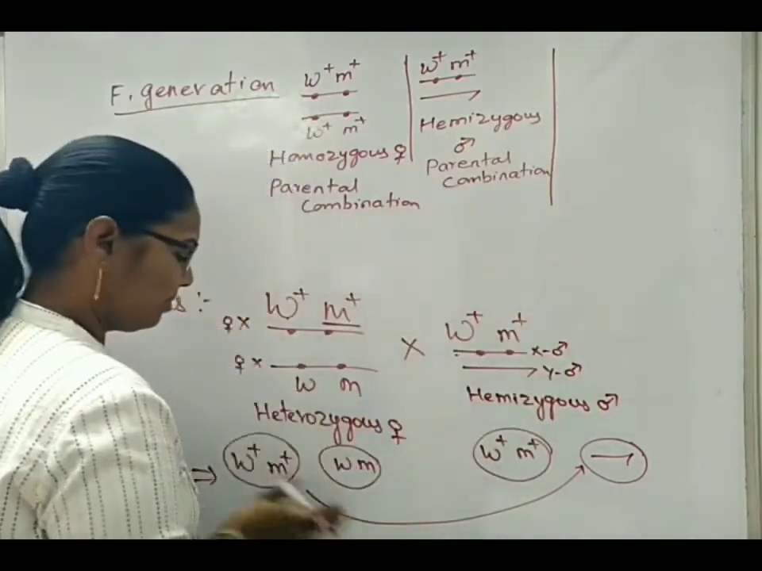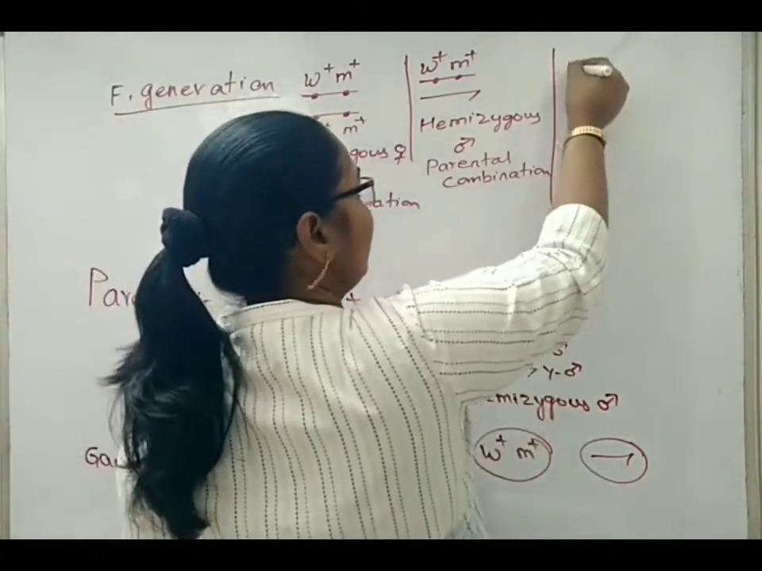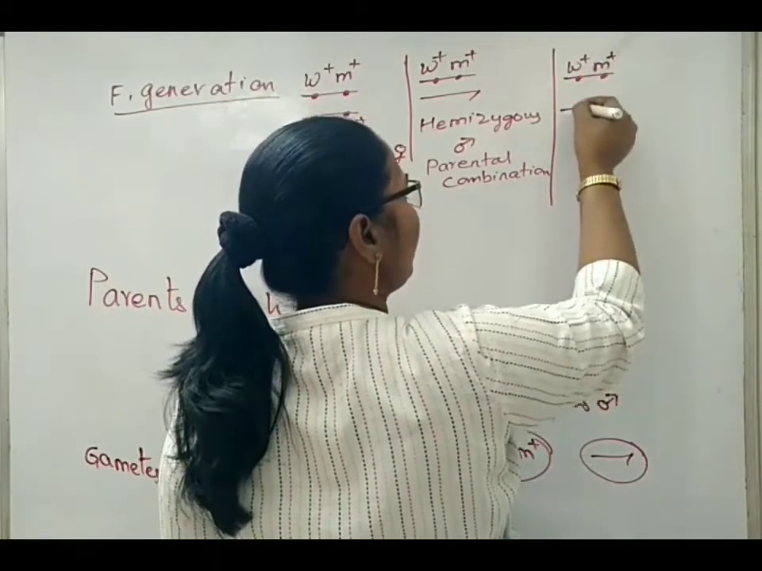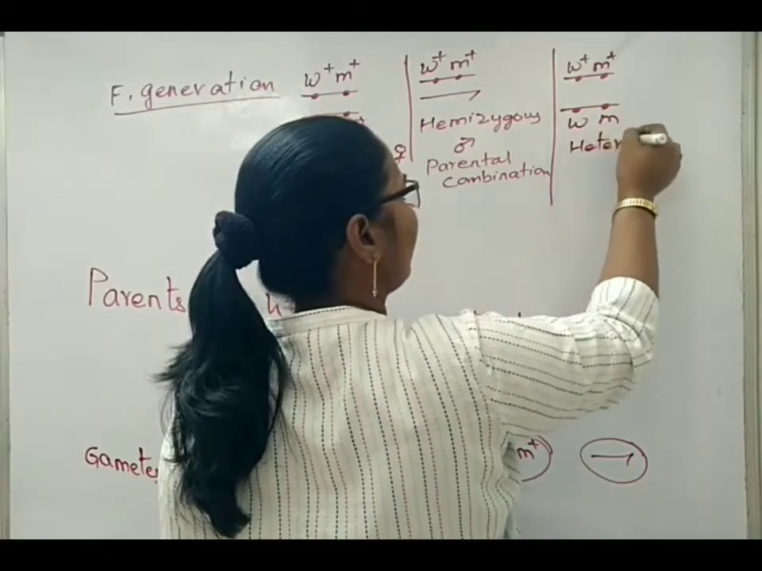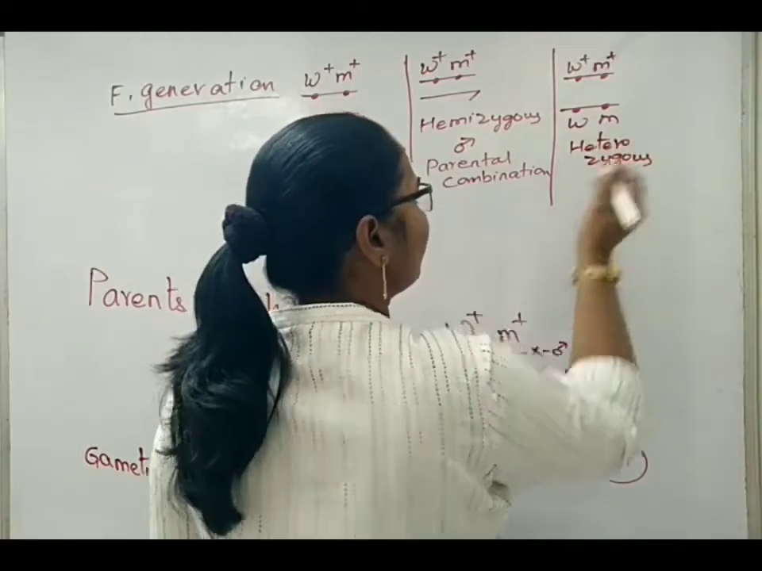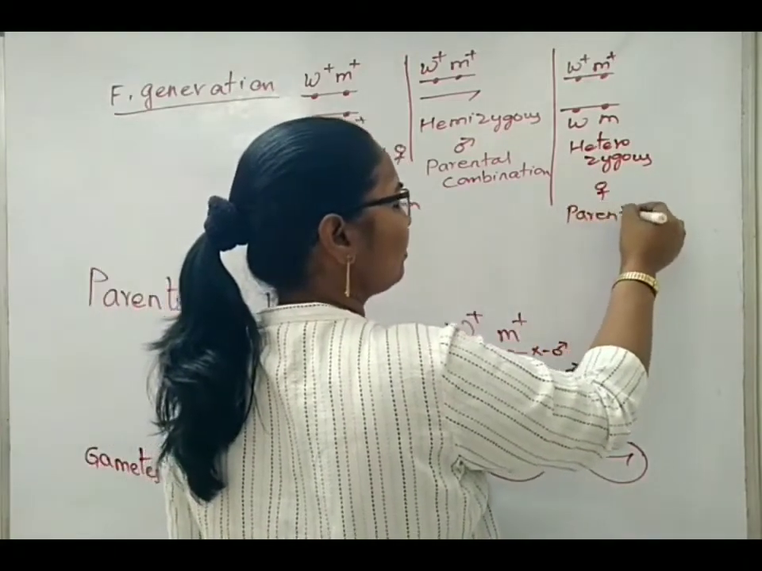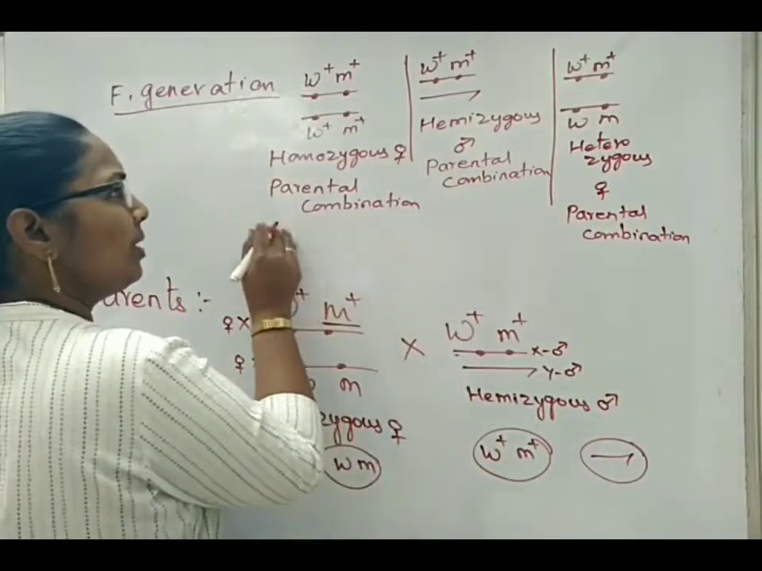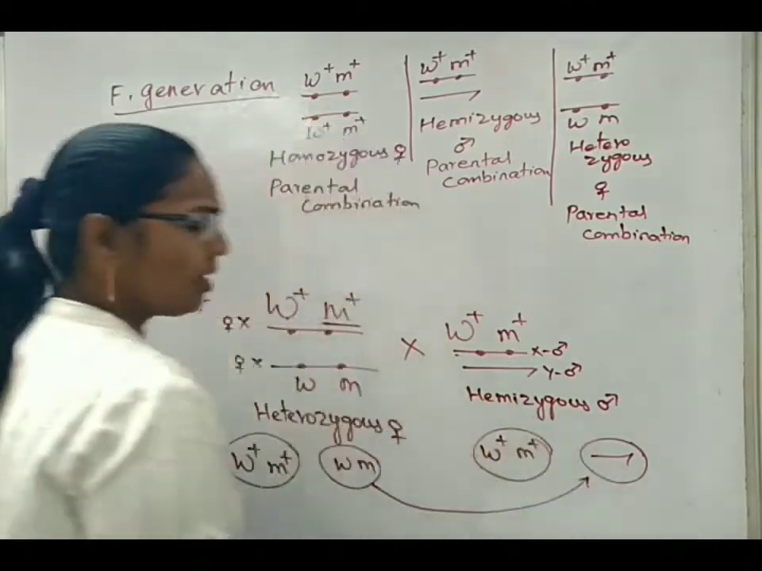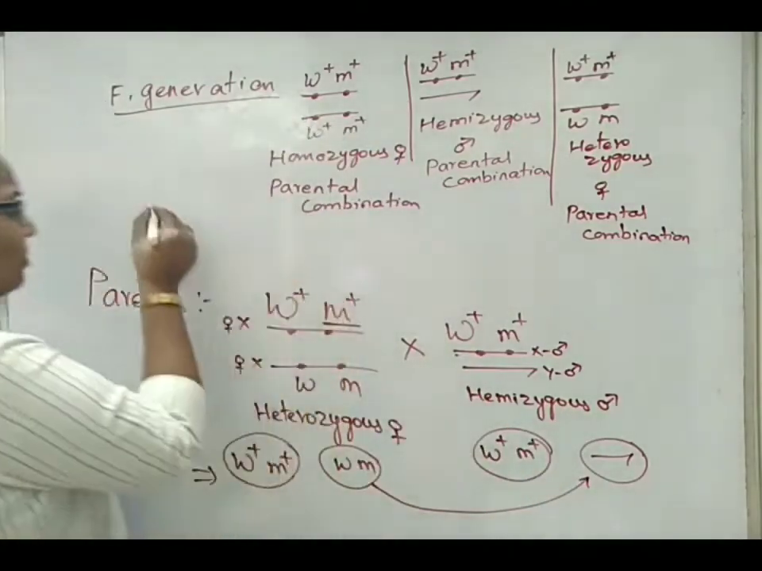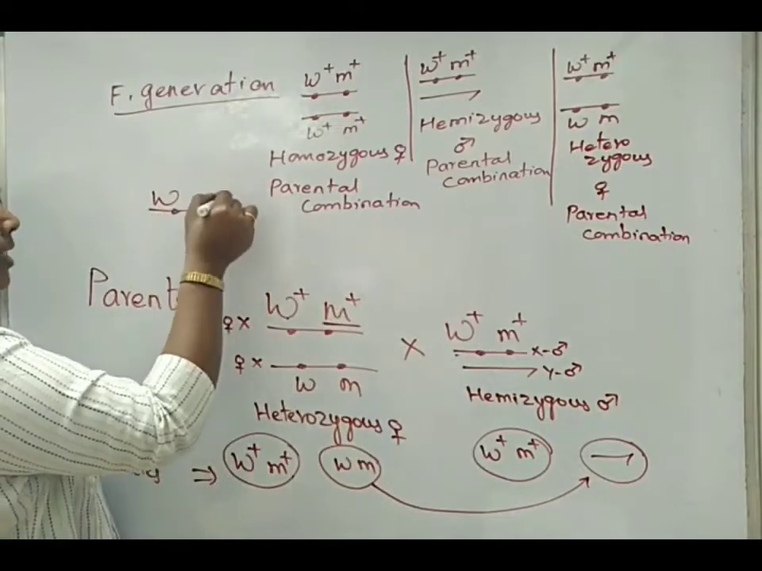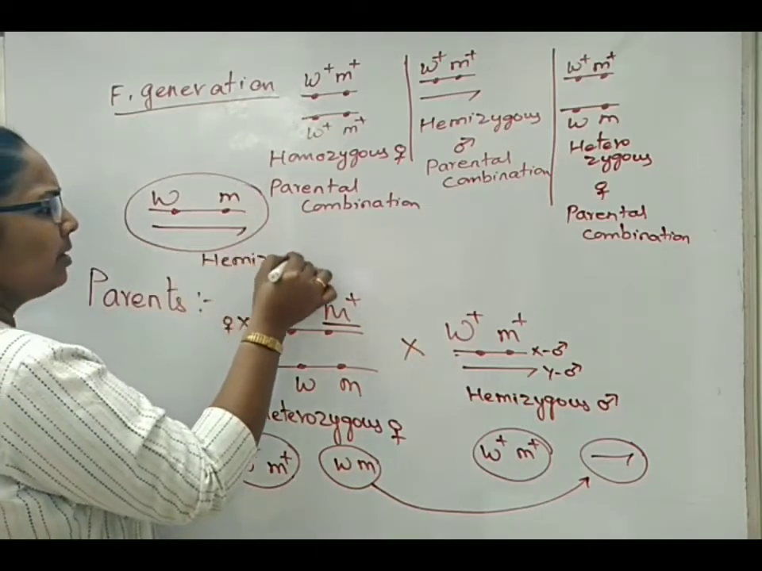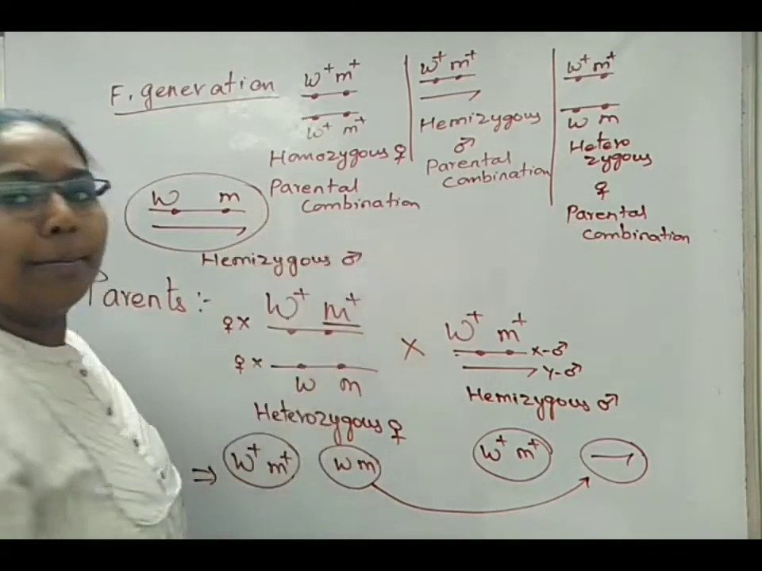The next one. Red color eyed, large sized wings, again heterozygous female. This is also showing parental combination. The last one, if we write, it will be the recessive type of alleles bound with the Y chromosome. Then X chromosome of female, it is fused with Y chromosome. Now we are getting hemizygous only, but it will be male.